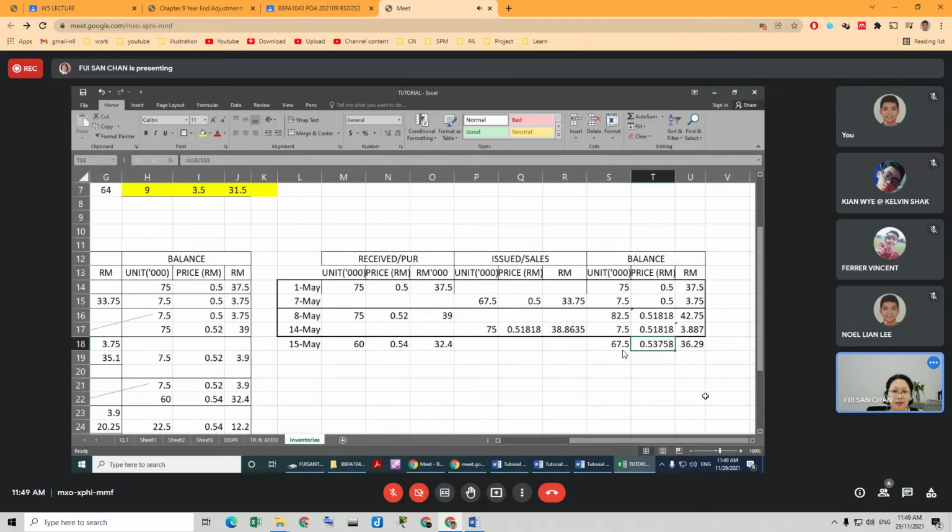So every time when I have a new purchase, I'm going to revise this price. Every time you have a new purchase, you're going to revise this price. All right, and then on 21st May, we are going to issue 45, right? We issue 45. Now we issue 45 at the same price.